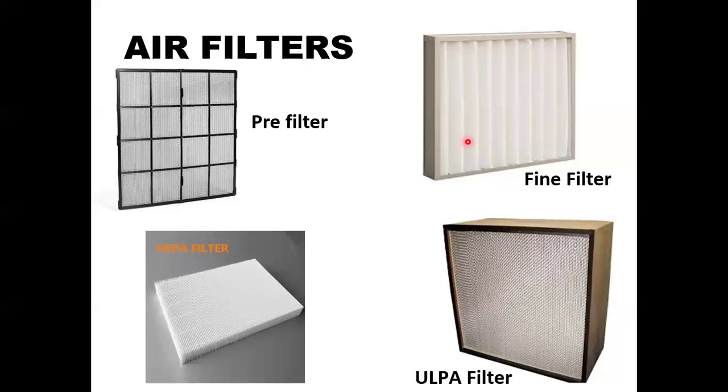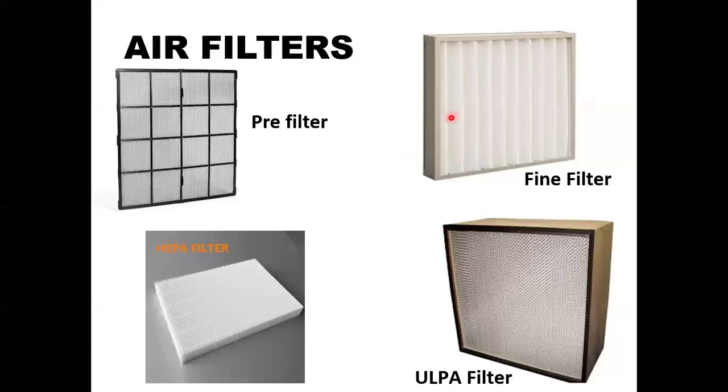HEPA stands for high efficiency particulate arrestor, or air filter, either you can call it. And here the filtration rate is claimed to be 99.97%. These filters can sieve out particles of nearly 0.3 micron diameter. That means the filtration is very, very high compared to normal filters.